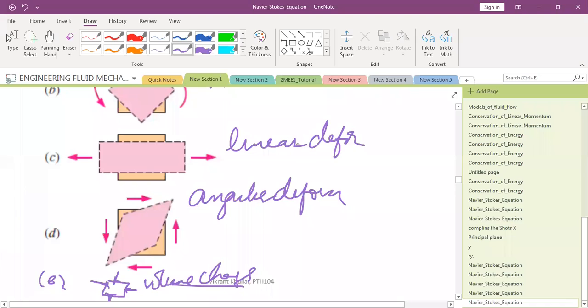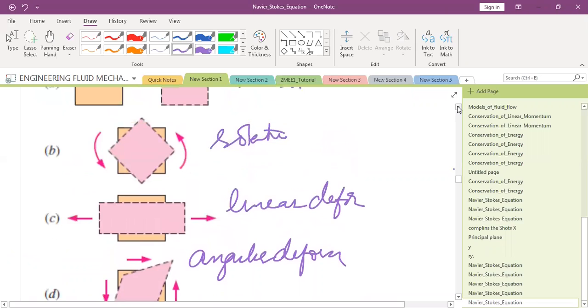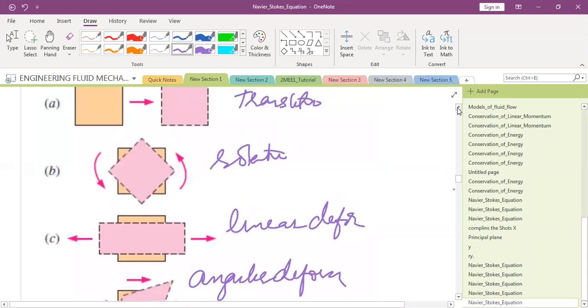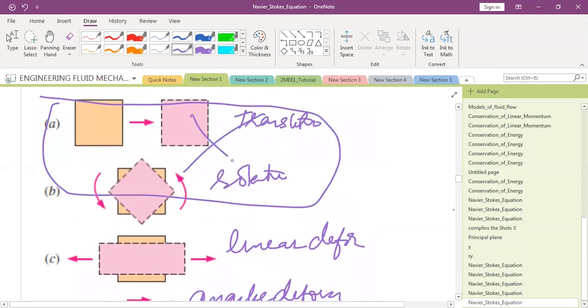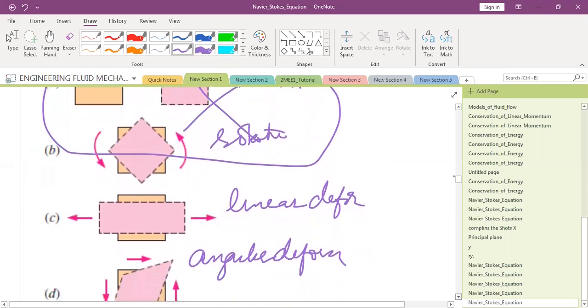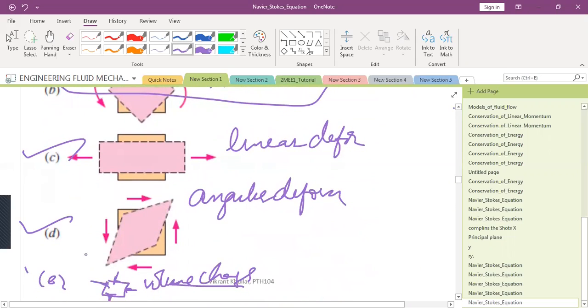So out of all of these, which are the consequences of stresses, or which will actually cause stresses? C, D, and E. So you will not get stresses due to translation and rotation. You will get no stresses due to these two, but you will get stresses due to these three. That is linear deformation, angular deformation, and volume change, or volumetric strain.